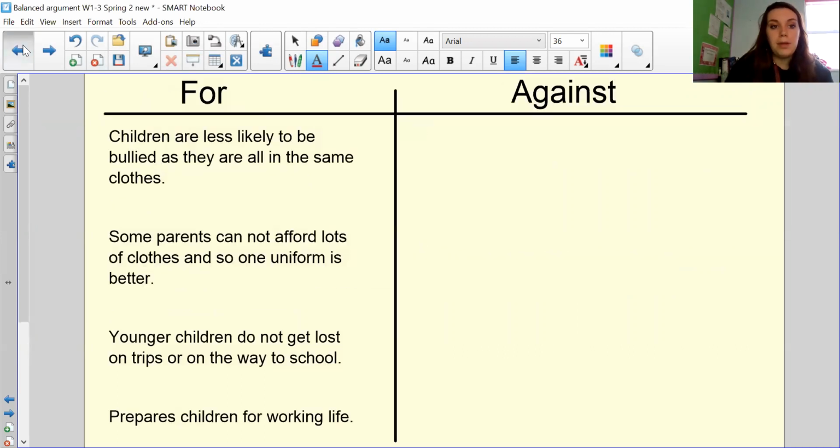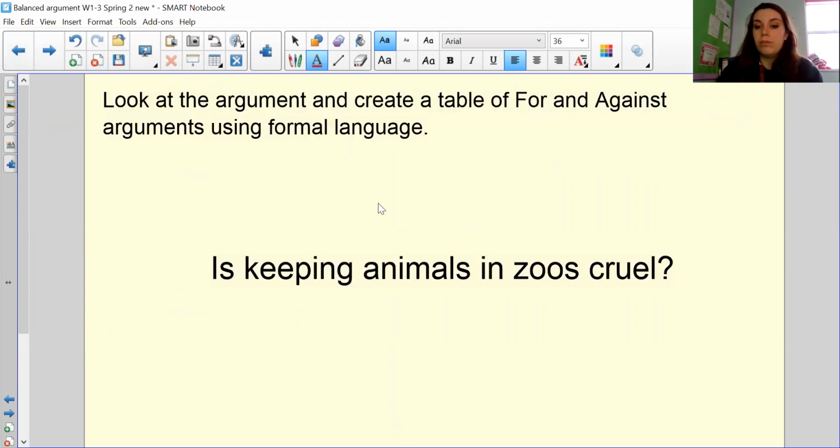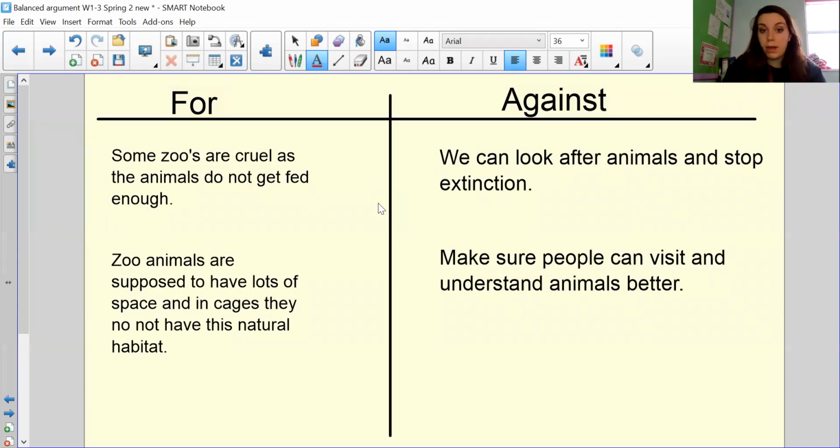So first step you need to do is you need to look at your argument. Is keeping animals in zoos cruel? Do your research and fill out the table with points using formal language and third person as well. All of the resources are on Teams for you, so you can go and fill out your table and you can look on Google for the research. Have lots of fun researching this, guys. You can add pictures, you can talk about the pros and cons of zoos and really convince us using evidence.